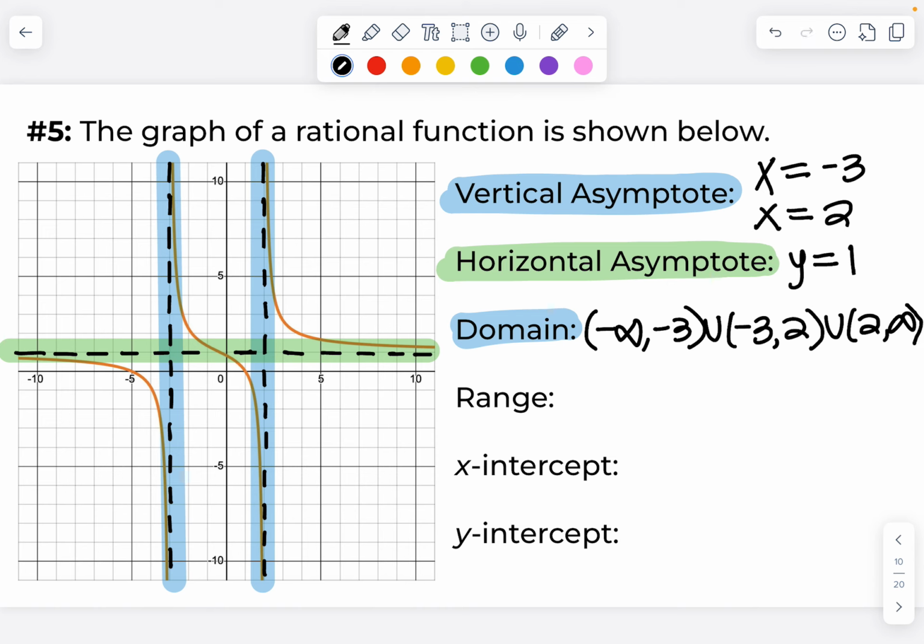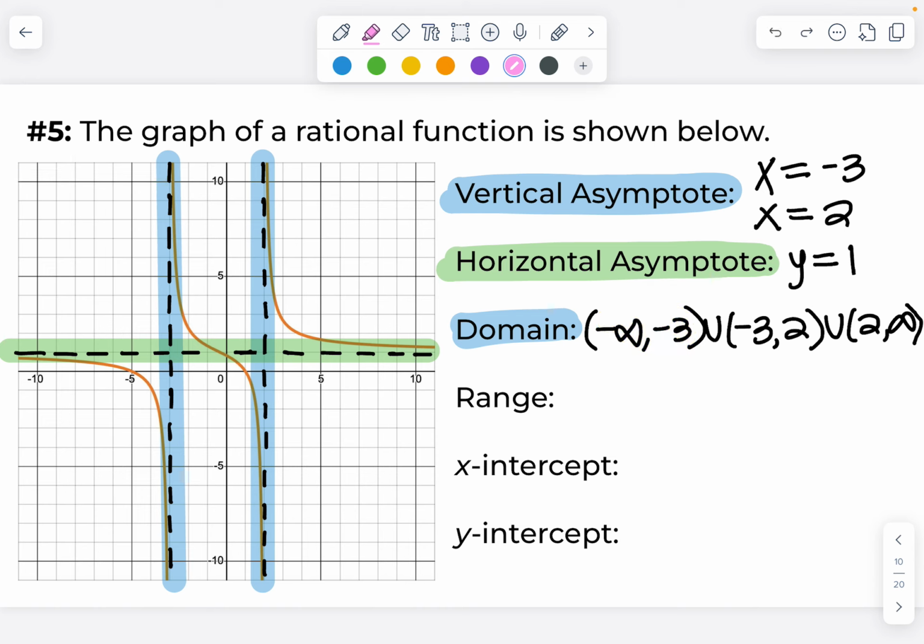So same thing as when we were looking at the number line. This portion of my domain goes with this portion of my x values. This portion of my domain goes with this portion, and then this portion of my domain goes with this portion of my graph. So that's how those pieces translate onto the graph when compared to when we looked at them on a number line.